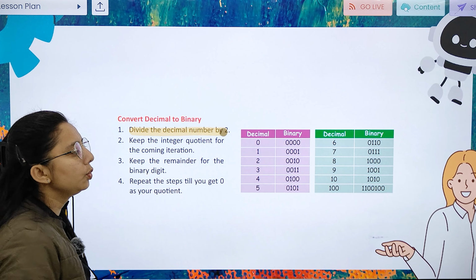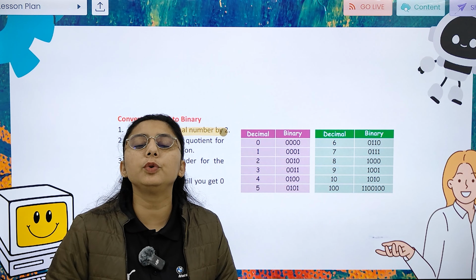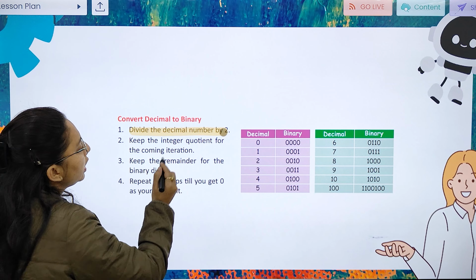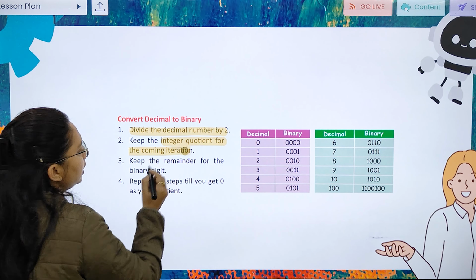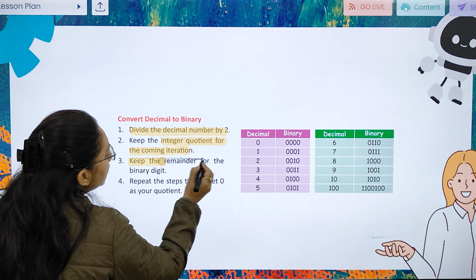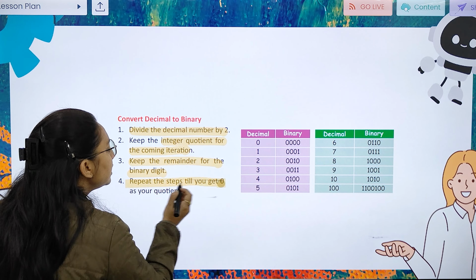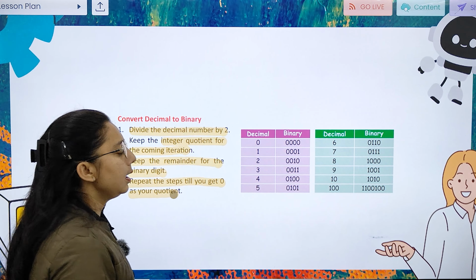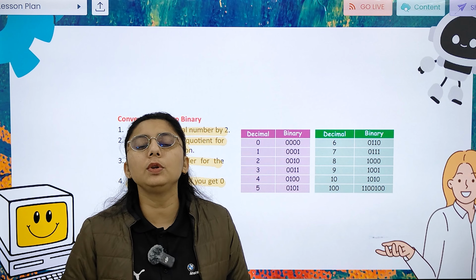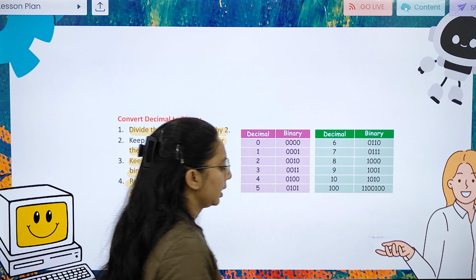In this, what you have to do is divide the decimal by 2. Whatever decimal is there, you have to divide it by 2. Now keep the integer quotient for the coming iteration and keep the remainder for the binary digit. Repeat the steps until you get 0. Till you get 0, you have to repeat the steps with the quotient.